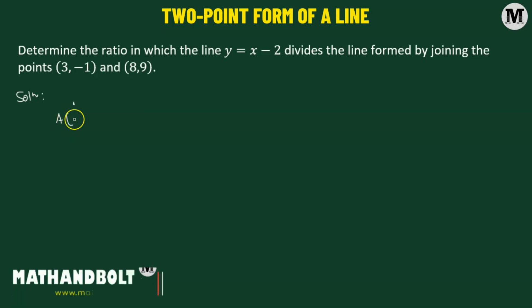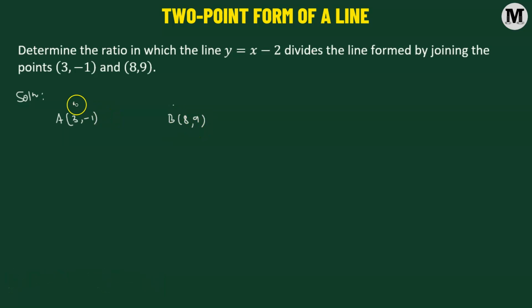Here we will consider 2 points. Let's say point A has the coordinates (3, -1), and we have another point B with the coordinates (8, 9). Let's join point A and point B with a straight line. We also have another line, with the equation y equals x minus 2, and it passes through AB, intersecting it at a point E. Now E is going to divide AB in a certain ratio, let's call it lambda is to 1. Our goal is to determine in what ratio E divides AB.